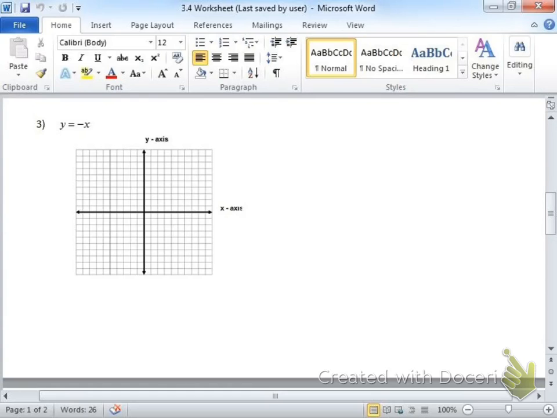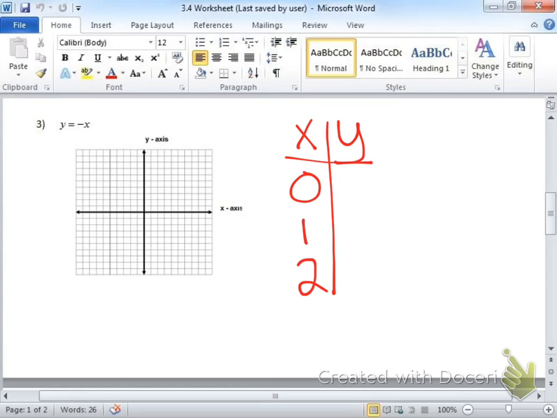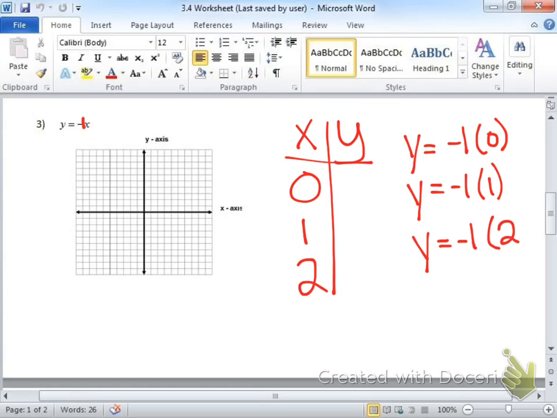So, for number 3, I need an XY chart. My X's, I'm going to go with old reliable, 0, 1, and 2. Remember, it's like having a negative 1 right here. So I'm going to do y equals negative 1 times 0. Then y equals negative 1 times 1. Then y equals negative 1 times 2. Those are going to be my 3 y values.